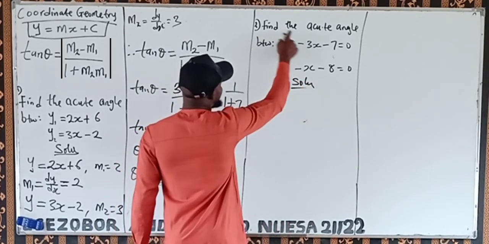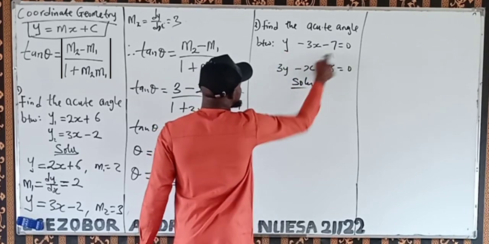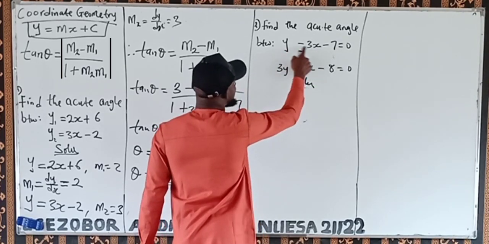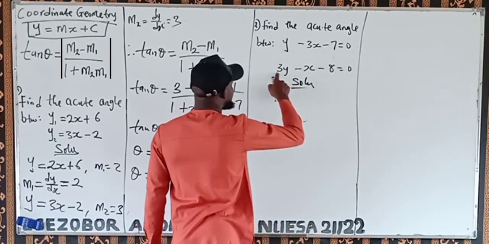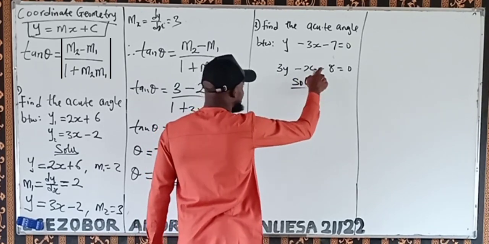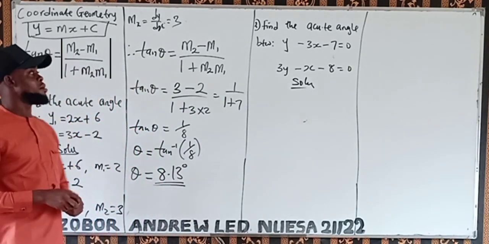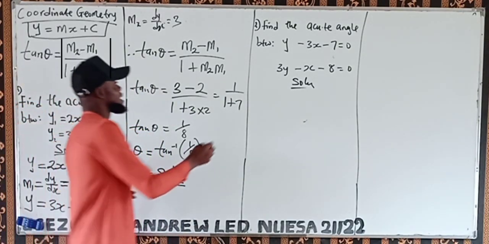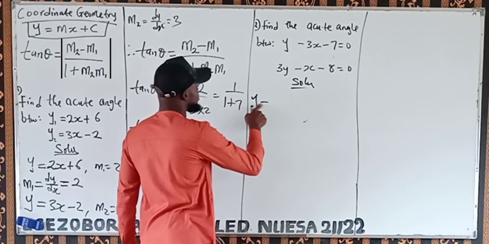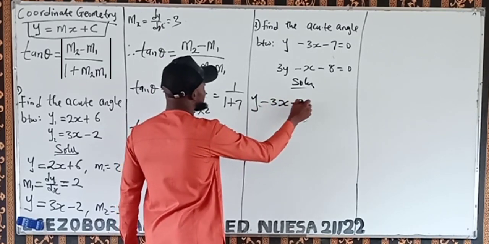Solution. Find the acute angle between y minus 3x minus 7 equal to 0 and 3y minus x minus 8 equal to 0. Find the acute angle between these lines. So the first one is y minus 3x minus 7 equal to 0.